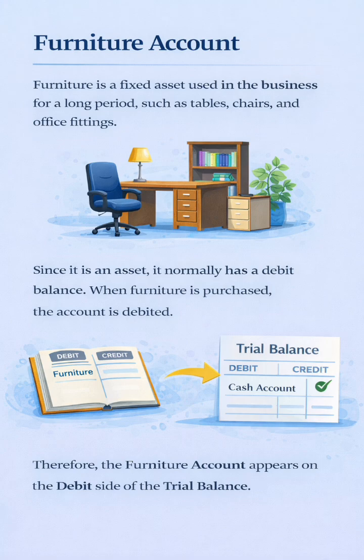Furniture account. Furniture is a fixed asset used in the business for a long period, such as tables, chairs, and office fittings. Since it is an asset, it normally has a debit balance. When furniture is purchased, the account is debited. Therefore, the furniture account appears on the debit side of the trial balance.